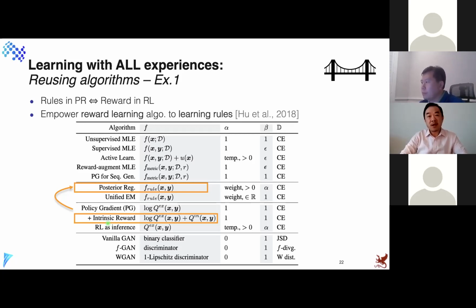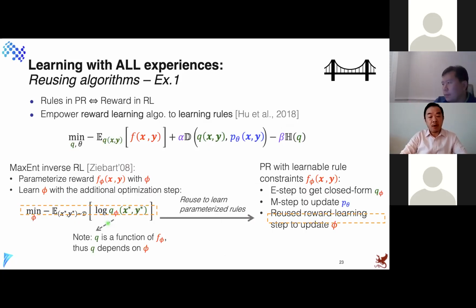Because rewards in reinforcement learning and rules in posterior regularization can all be encapsulated by the experience function under the standard equation. And we know that in reinforcement learning, we have an algorithm known as max-ent inverse reinforcement learning, which allows you to learn the parameters of parameterized rewards. Now, we can parameterize our rules to be learnable using the same kind of formulation. And then we can just plug in this max-ent inverse reinforcement learning to learn the weights of the rules, without inventing a new algorithm.